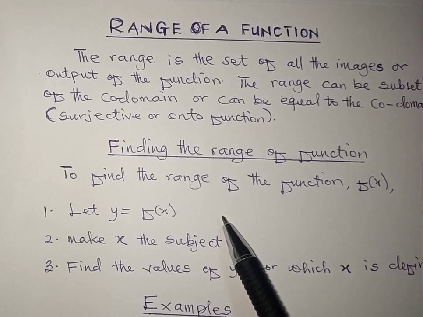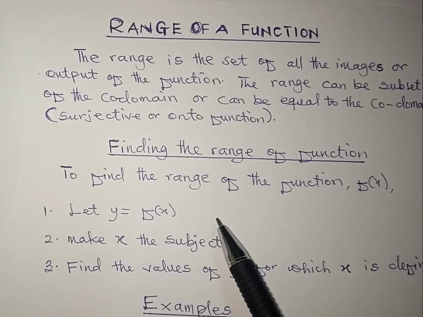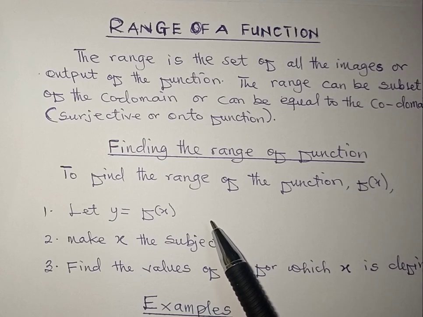In that case, when the range is equal to the codomain, we say it is called what? Surjective or onto function. So when we ask you to tell us what a surjective or onto function is, that is when the range of the function is equal to the codomain.